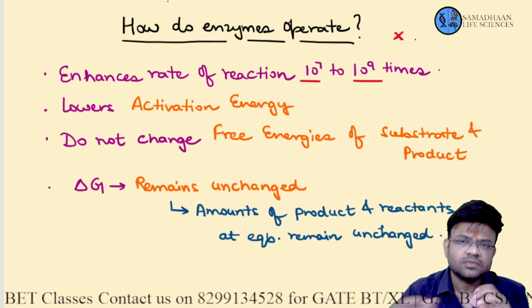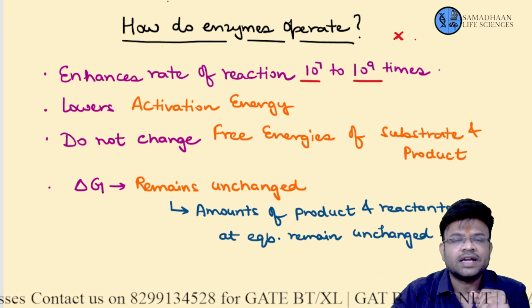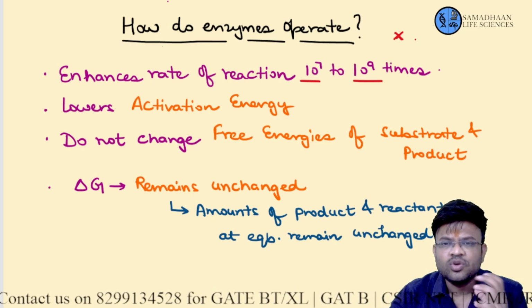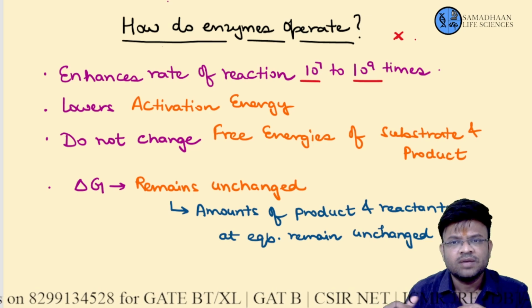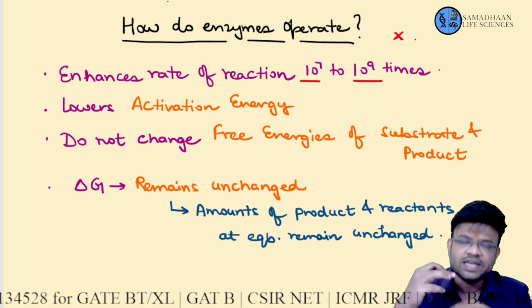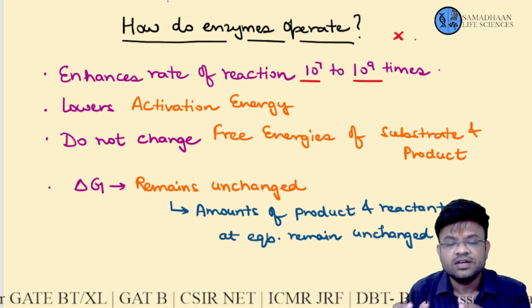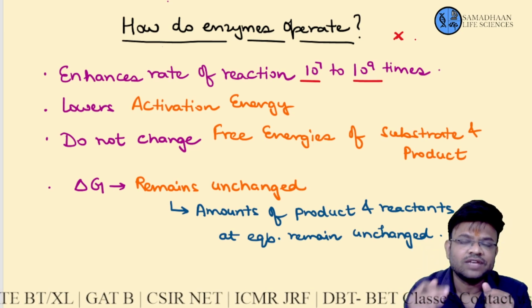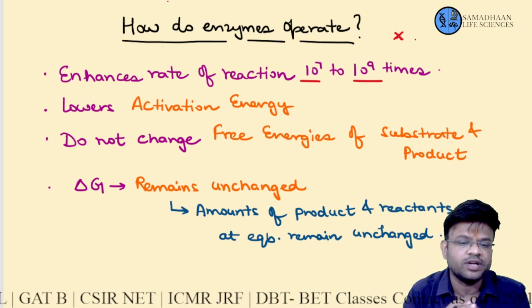Coming to the next point, the enzyme lowers the activation energy. Now, what do you mean by activation energy? I would be talking about that in just a moment. But for now, you just have to keep this in mind: how does an enzyme increase the rate of the reaction? It increases the rate just by lowering the activation energy. I would be discussing activation energy in just a moment.